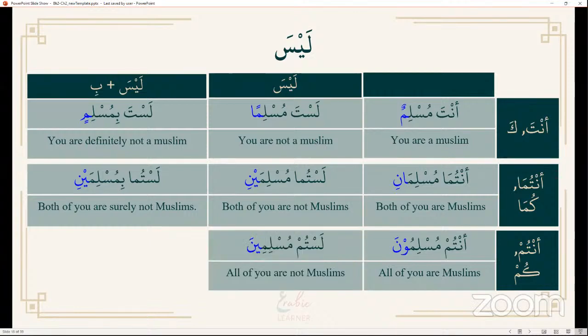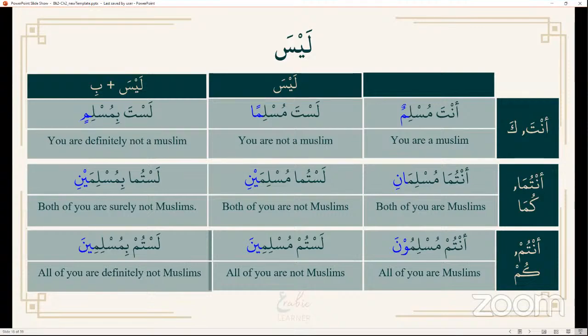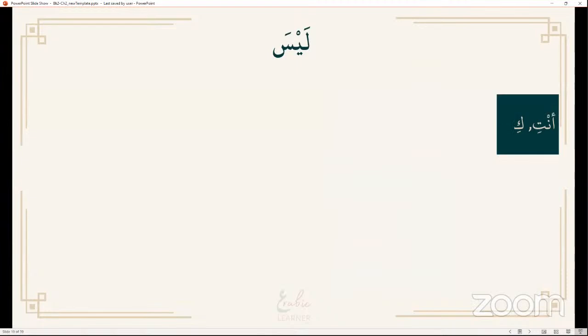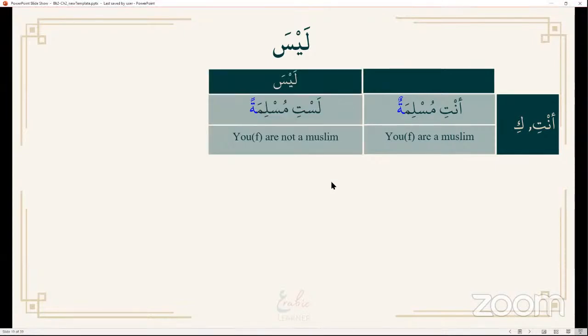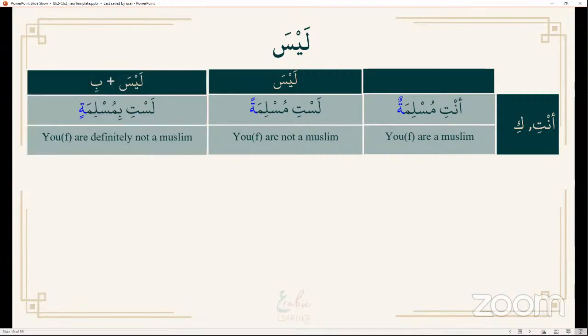Lastum muslimina. Good. And B sentence, lastum bi muslimina. Good, mashallah. Okay. Now, anti muslimatun. You are a Muslim woman. Lasti muslimatan. Good. And B sentence, lasti bi muslimatin.